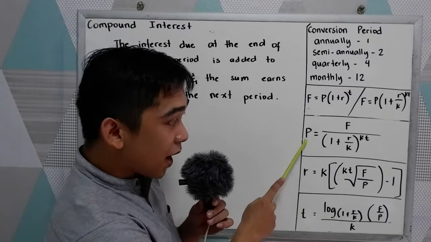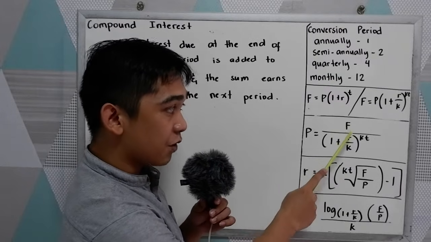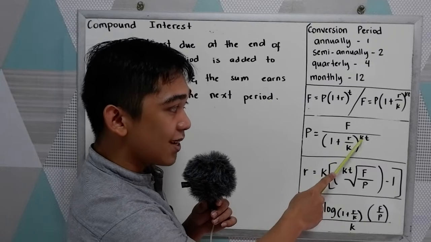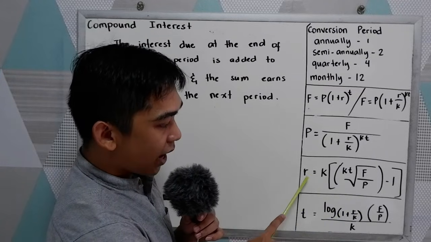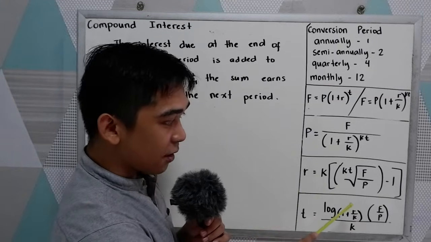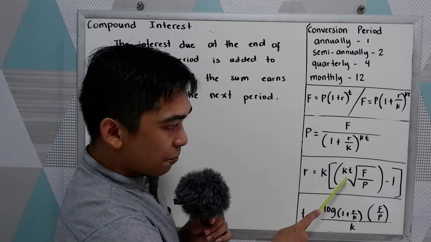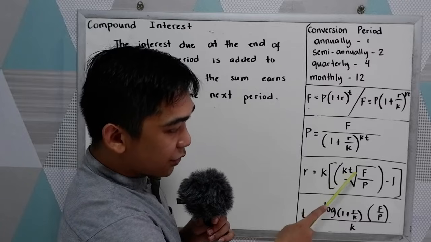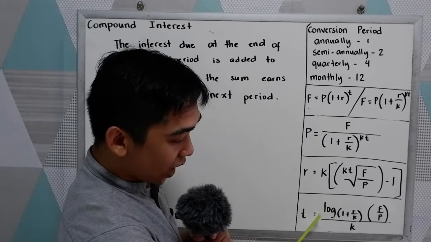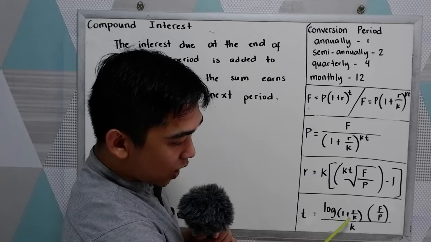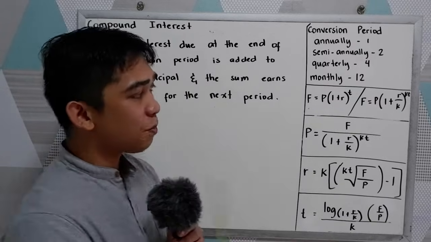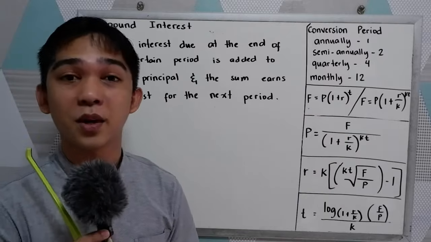And if the unknown is principal, we're going to use this formula: F, or the future value, all over quantity 1 plus R over K raised to KT. And if the unknown is rate, we're going to use this formula: K, quantity, KT root of F over P minus 1. And if the unknown is time, we have log base 1 plus R over K of F over P, all over K. So to better understand, we're going to use these different formulas in our examples.